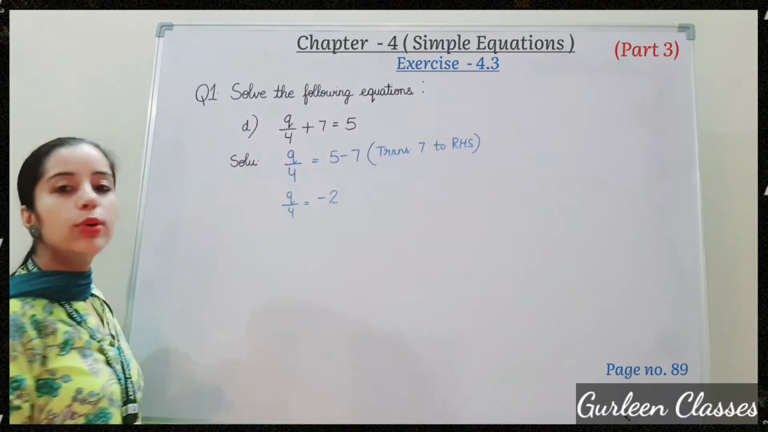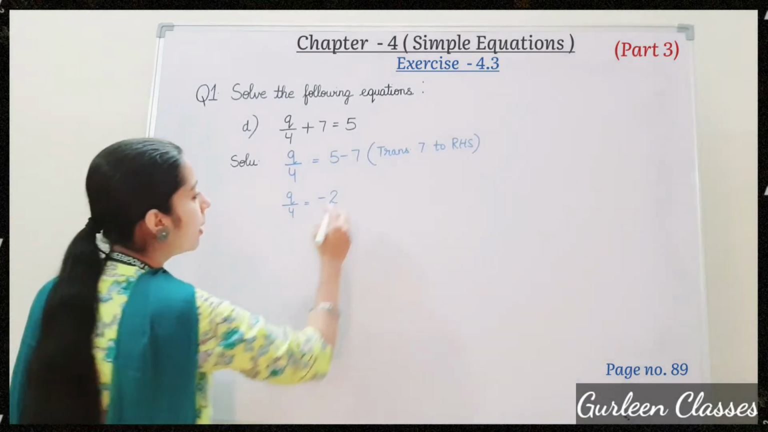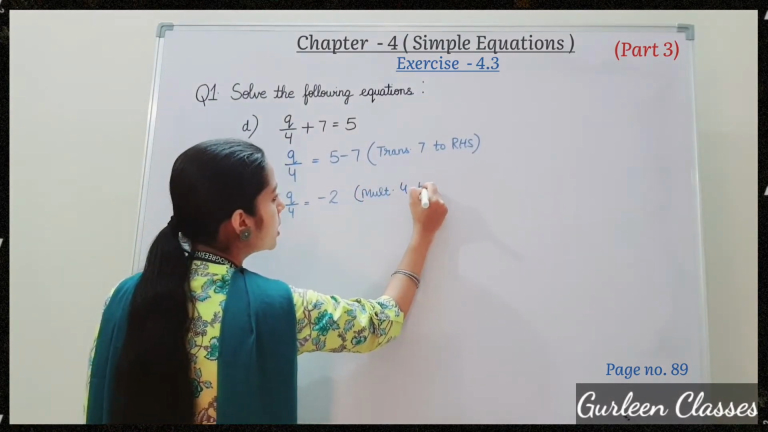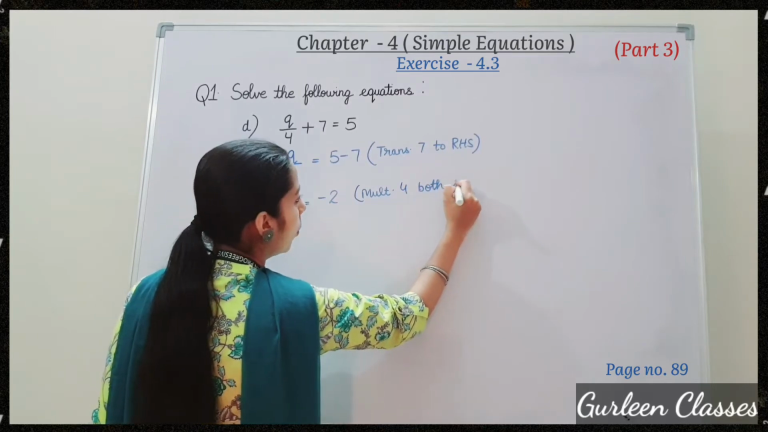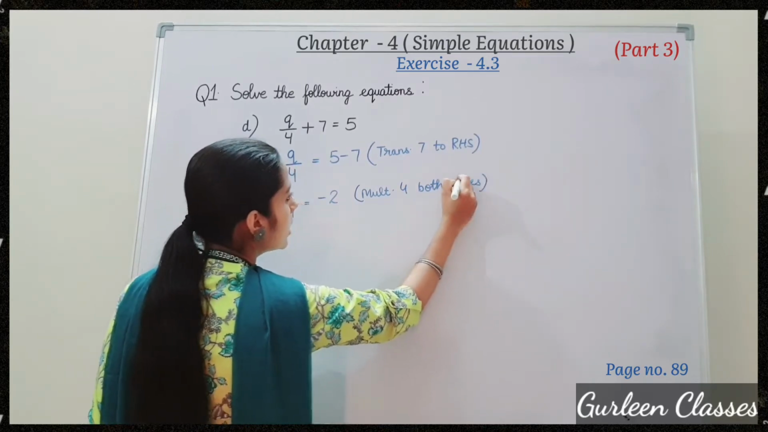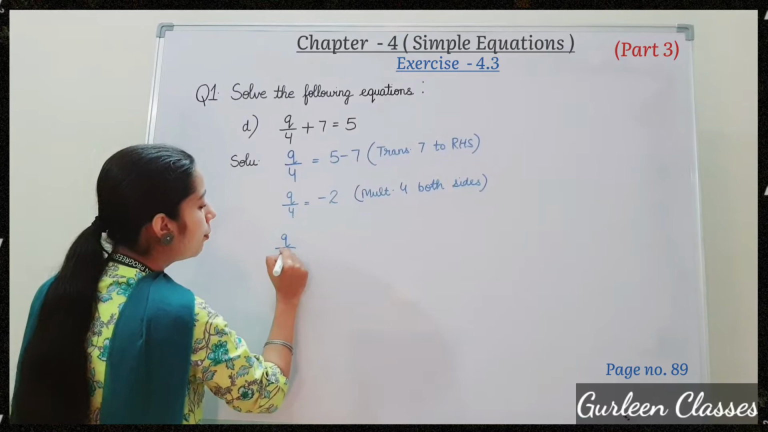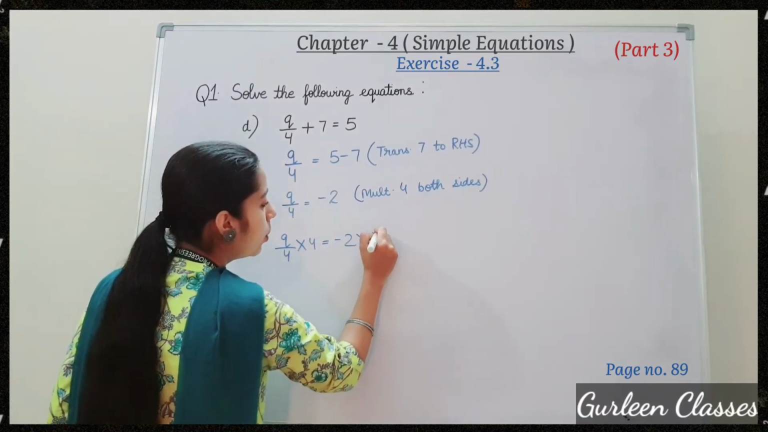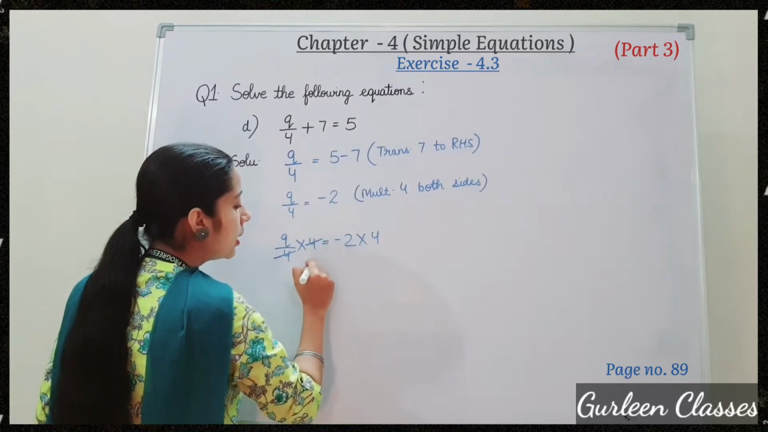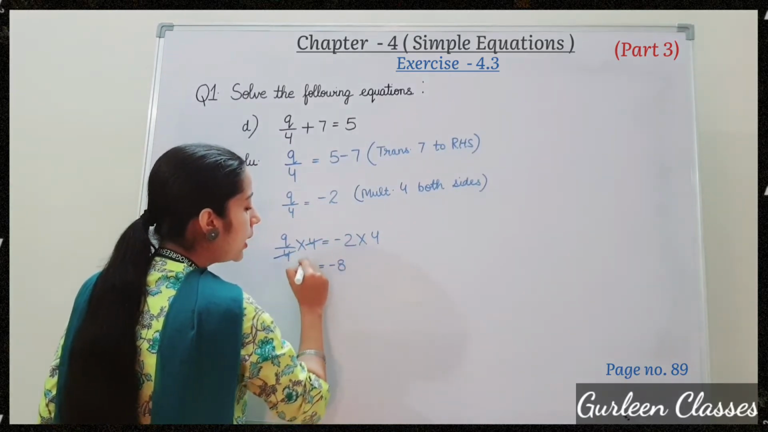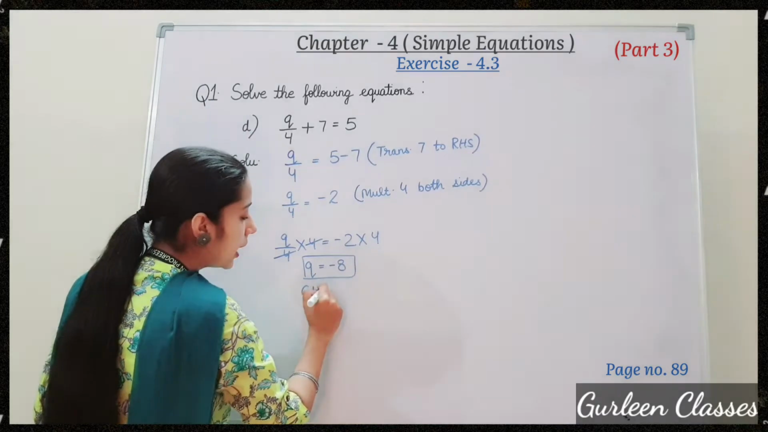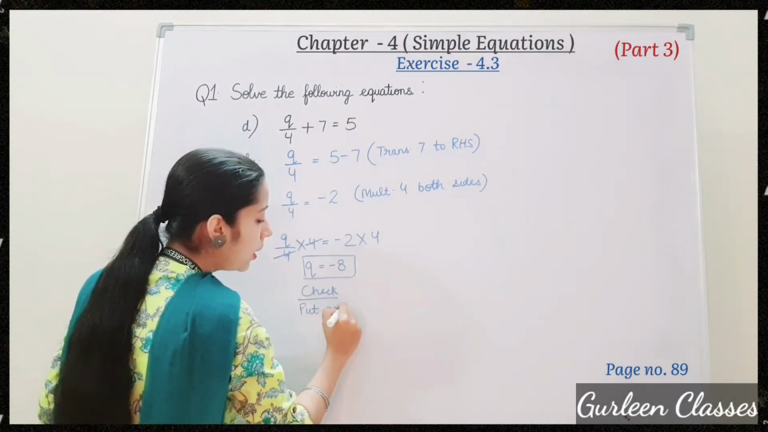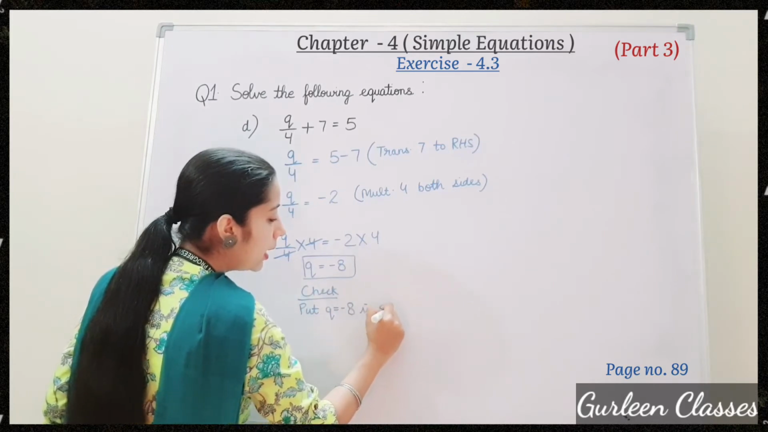So now we have to remove this 4. So multiply 4 on both sides. So q upon 4 into 4 is equal to minus 2 into 4. 4 cancels. q is equal to minus 8. So now check. Put q is equal to minus 8 in the equation.